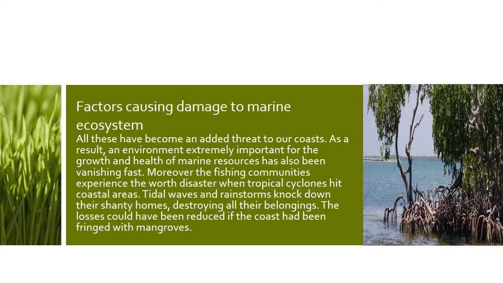Moreover, the fishing communities experience the worst disaster when tropical cyclones hit coastal areas. Now there is an absence of the fringe line of mangrove forests. That's why these areas are vulnerable to tropical cyclones, and the tidal waves and rainstorms knock down their shanty homes, destroying all their belongings. The losses could have been reduced if the coast had been fringed with mangroves. So we need to fringe the coastline of Pakistan along the Arabian Sea with mangrove forests so that we can protect our coastal areas from these types of threats like tropical cyclones, tidal waves, and rainstorms, etc.